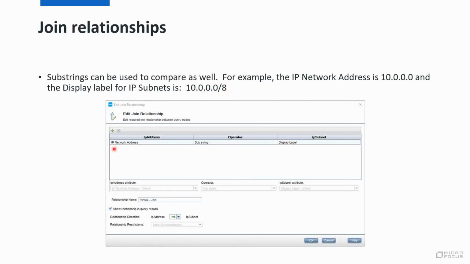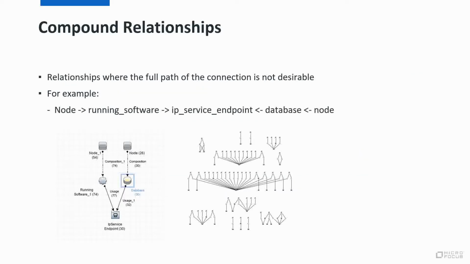So what I'm saying in this is the network address must be a substring of the display label of the IP subnet. You could always use the name, I believe that is where that's at. We're calling it a virtual join, and we're showing the relationships, and now the direction will be IP address to IP subnet. So that would work.